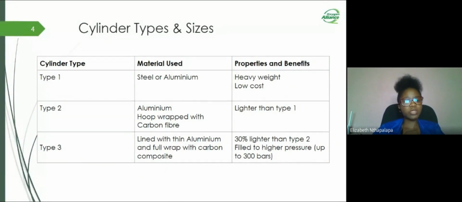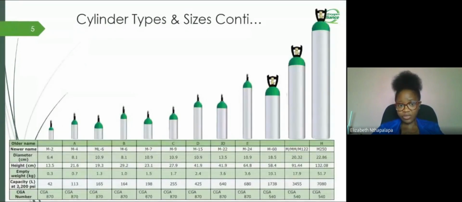And lastly, looking into the type 3 ones, these ones are lined with a thin aluminum, which then comes with a full wrap of carbon composite. These materials make it even lighter, by 30% compared to type 2. And they can be filled up to higher pressures of up to 300 bars. These properties make type 3 cylinders great candidates for medical oxygen cylinders in ambulances or for home oxygen therapy. You know how we need to move from the refilling station maybe into the ambulance. It is easy for us to carry them because they are lightweight. These ones are also the ones that are mostly used in the health facilities.